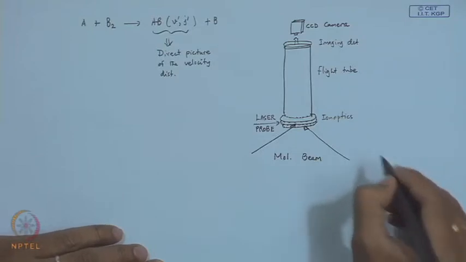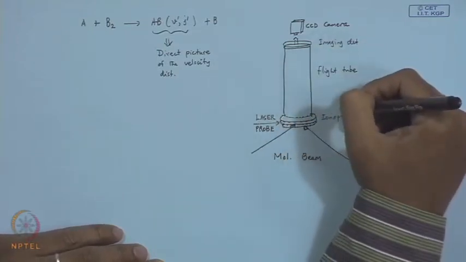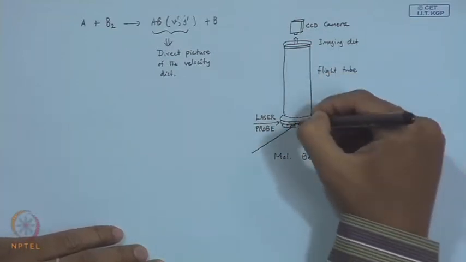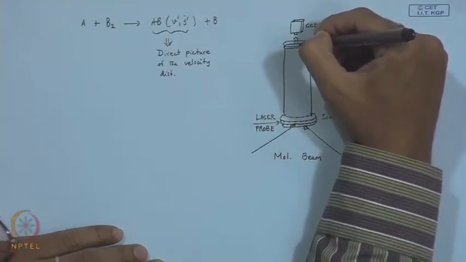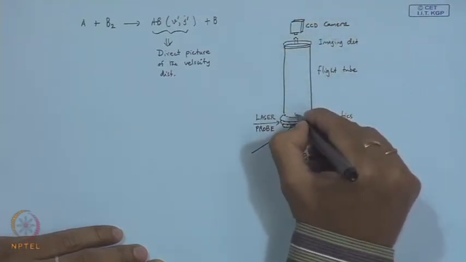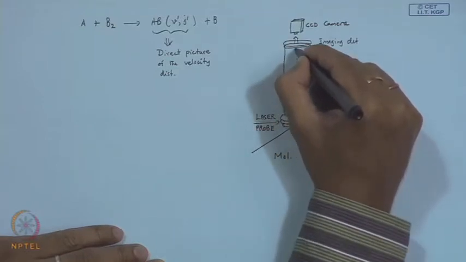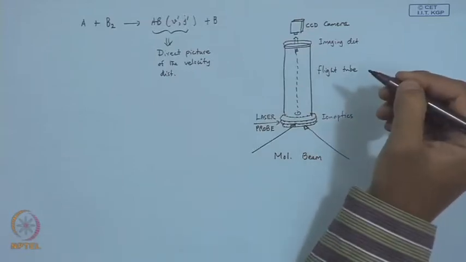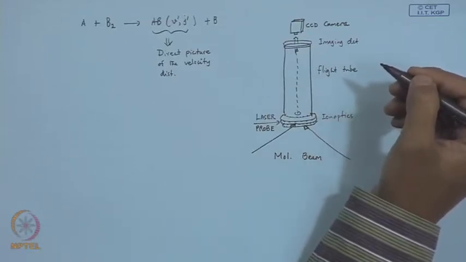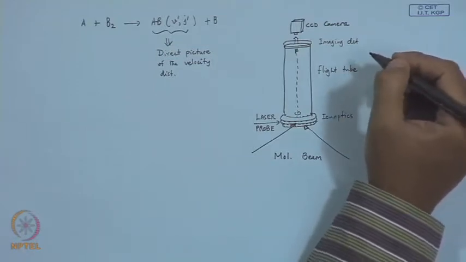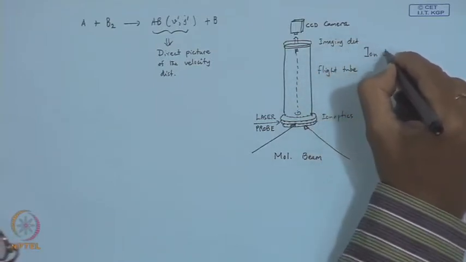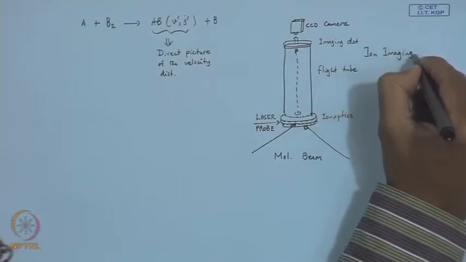So in this case you can have your velocity distribution pattern, because the ions will move this way, enter and then move this way, fly from here to here, and then you can image it. So that's the typical description for schematic of an ion imaging apparatus.